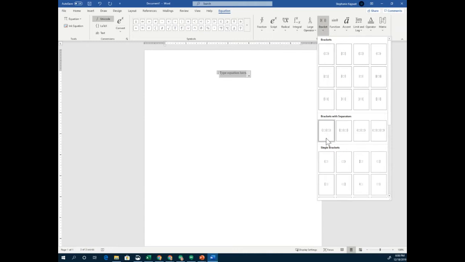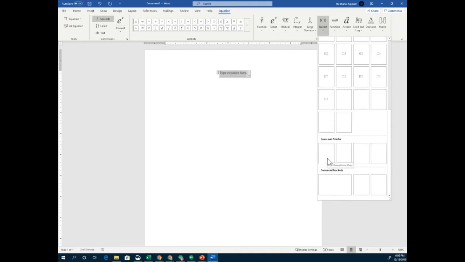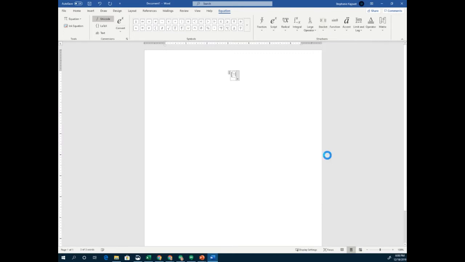And so we want to scroll down because we just have a single bracket. And actually, we want to scroll down to where it says cases and stacks. So the first one here, that would be a system with 2 equations. The second one would be a system with 3 equations. And so you would click here, and then you can just click inside the box to type your equation. And then you just click inside the second box to type your other equation.